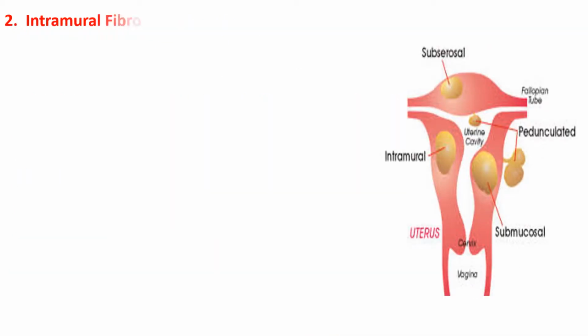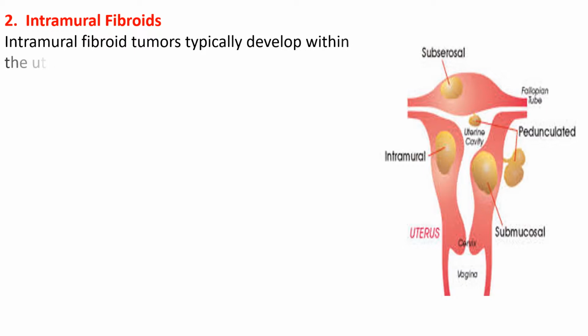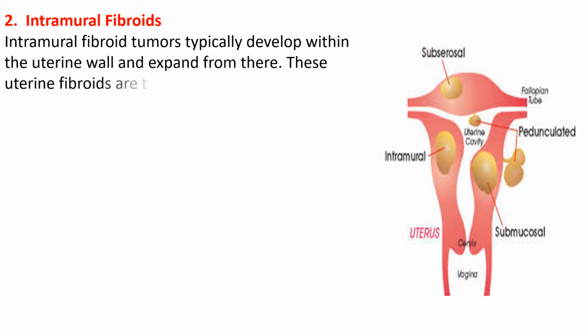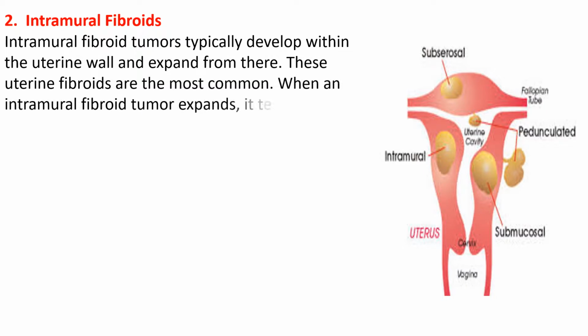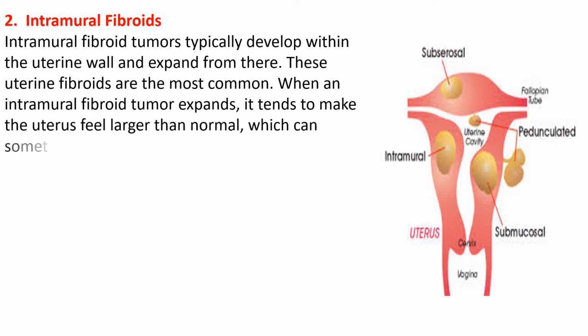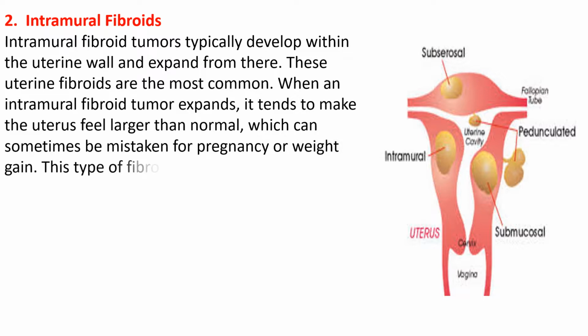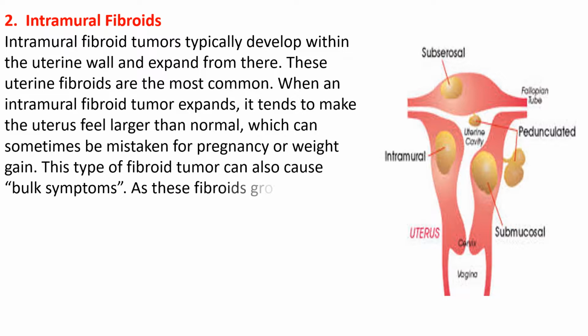2. Intramural fibroids. Intramural fibroid tumors typically develop within the uterine wall and expand from there. These uterine fibroids are the most common. When an intramural fibroid tumor expands, it tends to make the uterus feel larger than normal, which can sometimes be mistaken for pregnancy or weight gain. This type of fibroid tumor can also cause bulk symptoms.